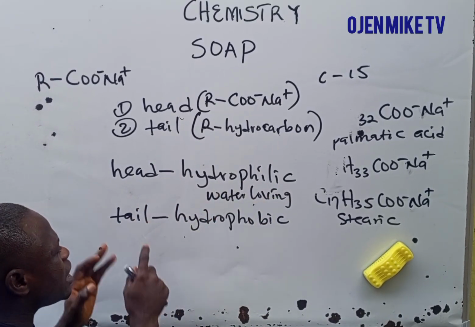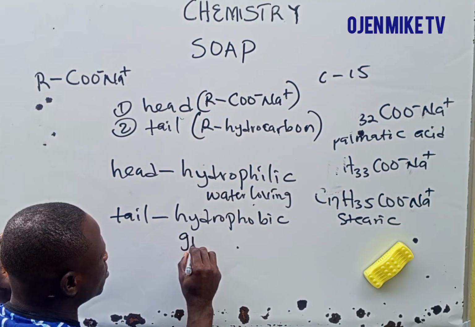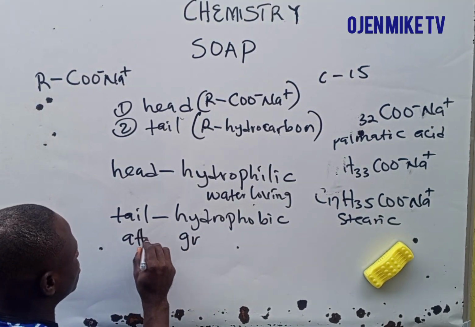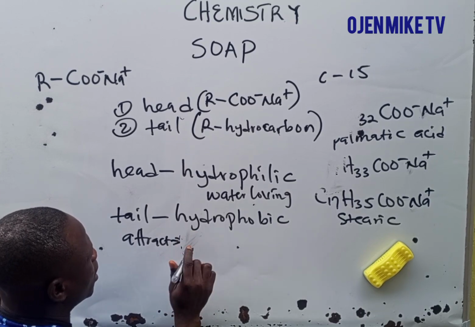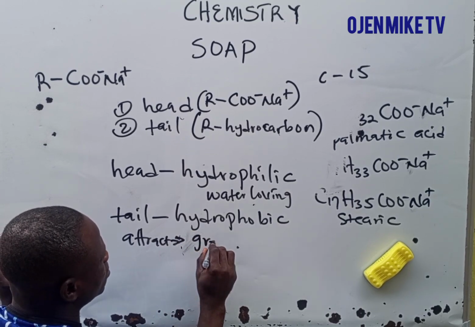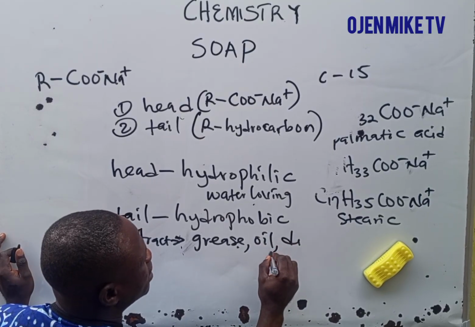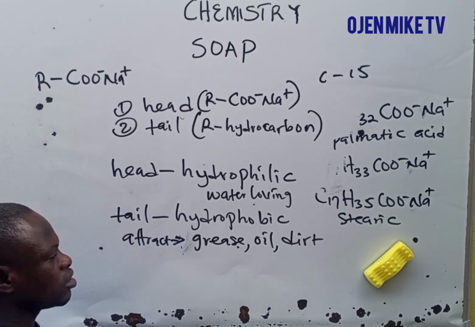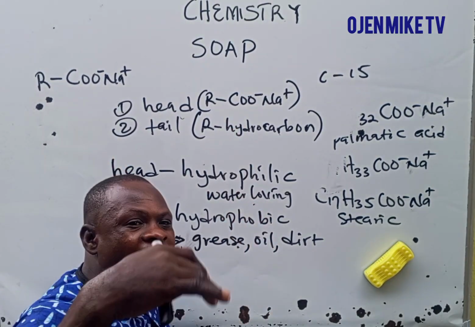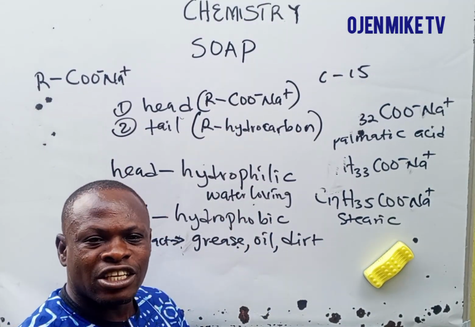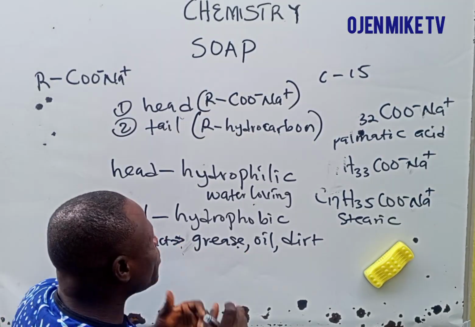And the tail, what it does is that it only attracts grease, that is the dirty part, attracts oil, and attracts dirt. Do you understand? So now all this only acts by a process called emulsification.